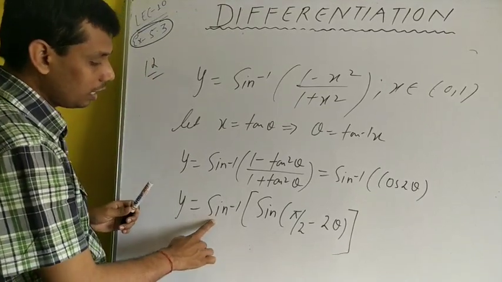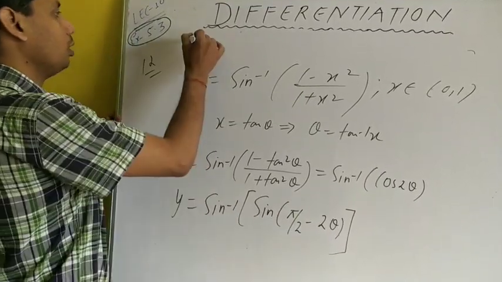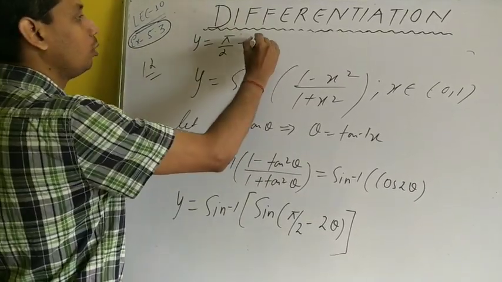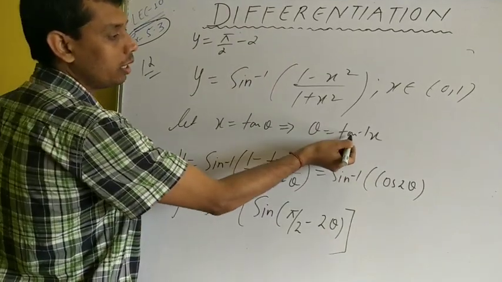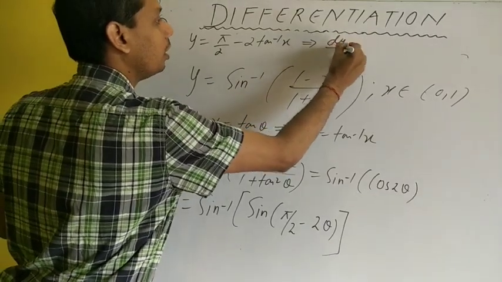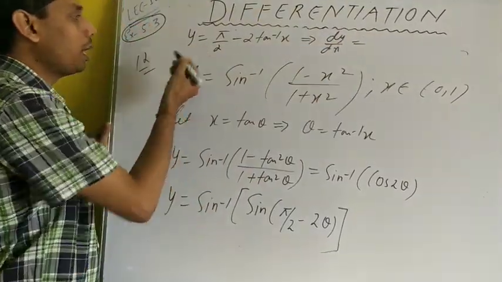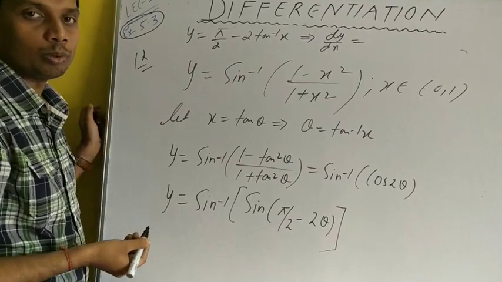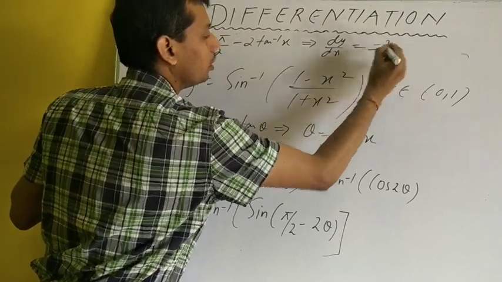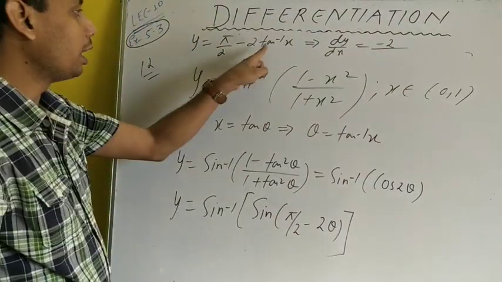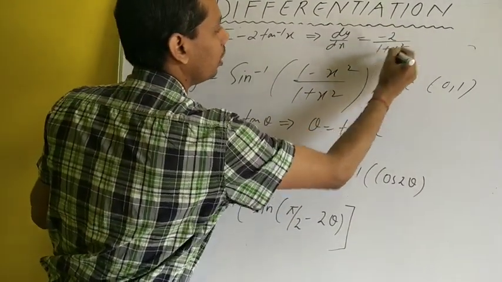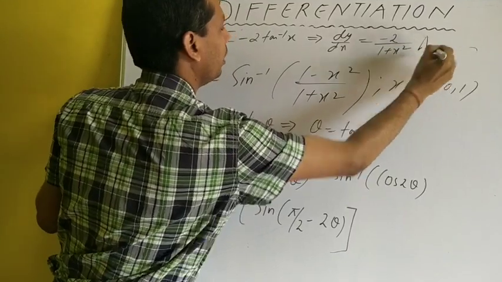Now see here, sine inverse sine x is x. So y is equal to pi by 2 minus 2 theta. And what is the value of theta? Tan inverse x. So in place of theta we can write tan inverse x. This implies that dy by dx is equal to the differentiation of pi by 2, being a constant, which is 0. Now minus 2 is a constant, so we take it out of the operator, and the differentiation of tan inverse x is 1 by 1 plus x square. So minus 2 upon 1 plus x square. This is the required answer.